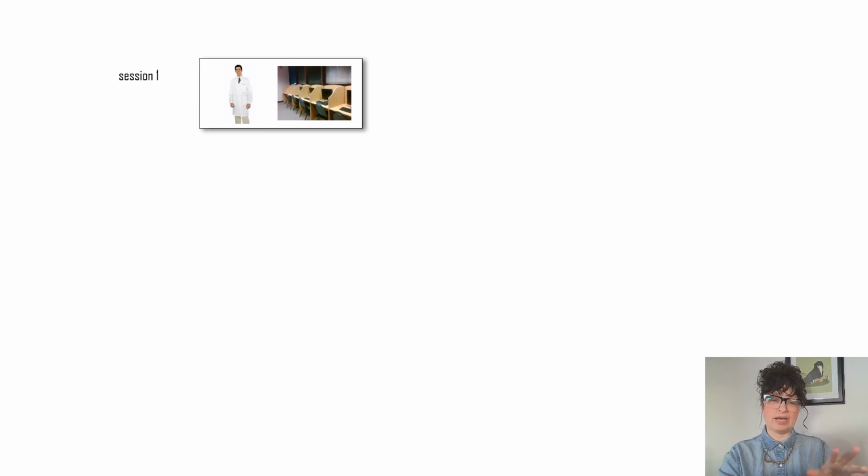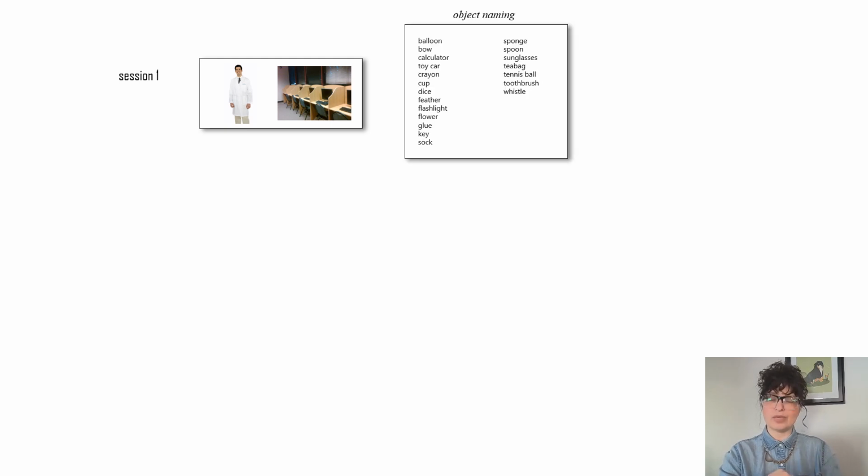So, in this experiment, researchers had participants come into the lab and work with a very particular researcher on an object naming experiment. They were presented with items one at a time on screen, and they literally had to name the item that they saw. So these are the items that they would have seen on day one. After a 24-hour delay, participants were randomly assigned to one of three conditions.